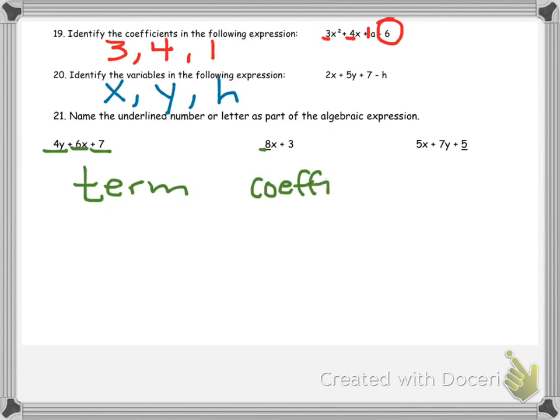Coefficient is that one. And then lastly, we have just the 5 out here all by itself, not attached to a variable. It's a 5 no matter what. We call that a constant. That one's a constant. You're going to need to know those for the test. There's not much more I can ask you on this part of the test, so this is kind of it. If you know what those terms are, you should be okay.